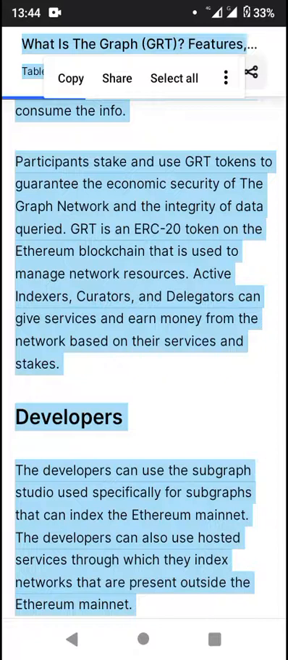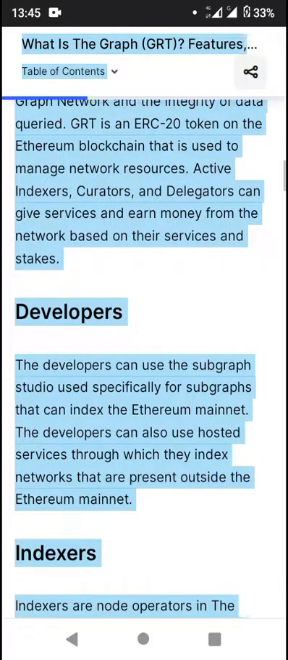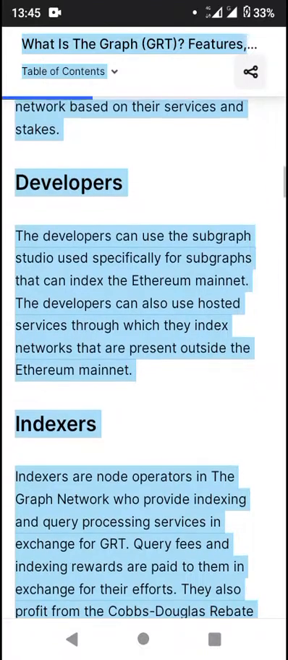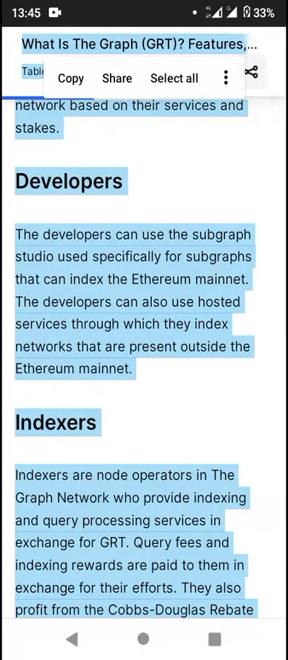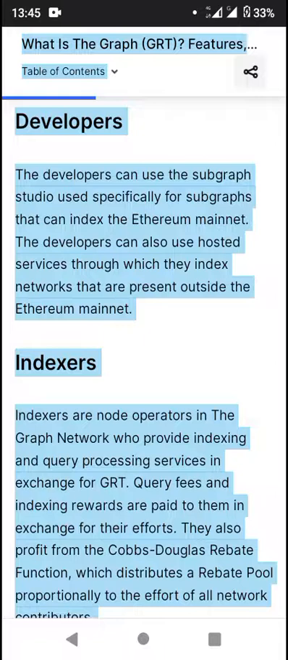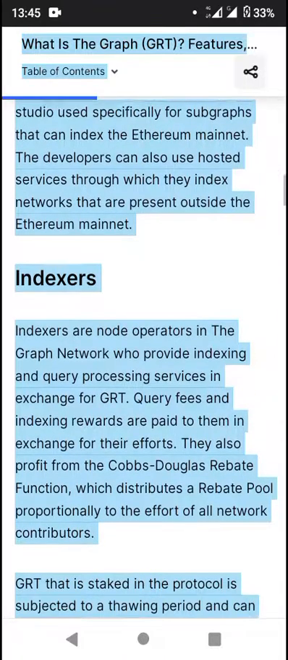So active indexers, curators, and delegators can give services and earn money from the network based on the services and stakes. For developers, the developers can use the Subgraph Studio, used specifically for subgraphs that can index the Ethereum mainnet. Developers can also use hosted services through which they index networks that are present outside the Ethereum mainnet.